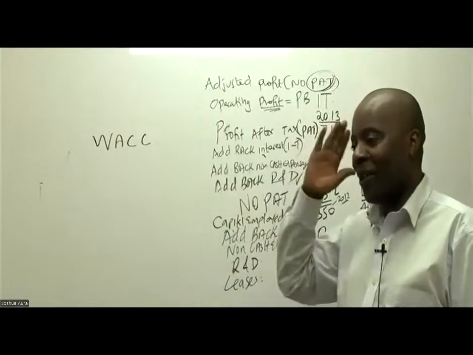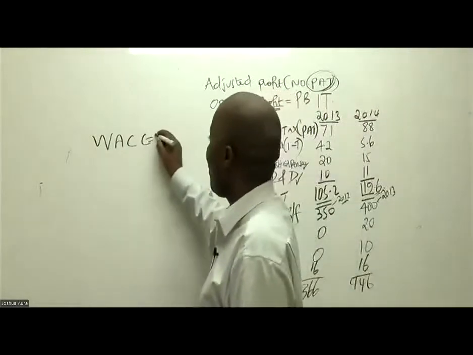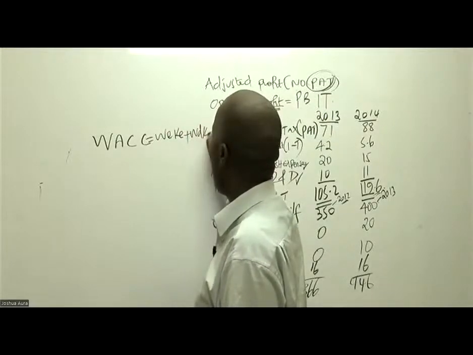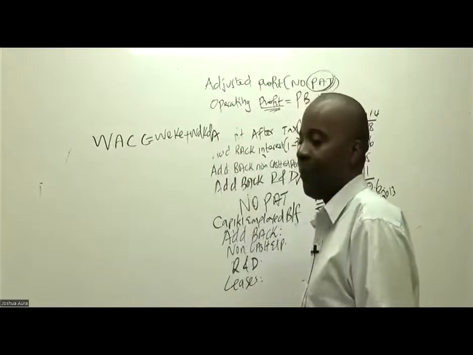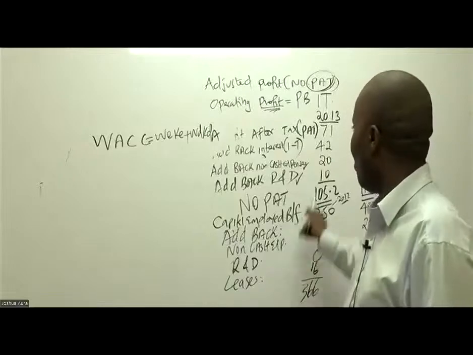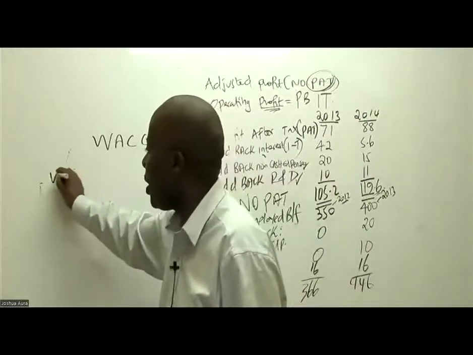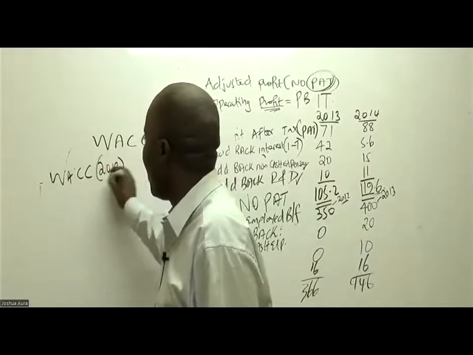So WACC is equal to weight of equity times cost of equity, plus weight of debt times cost of debt, but after what? Cost of debt after tax. Cost of debt after taxation. Remember, we'll compute two WACCs. Give me the WACC of the year 2013.